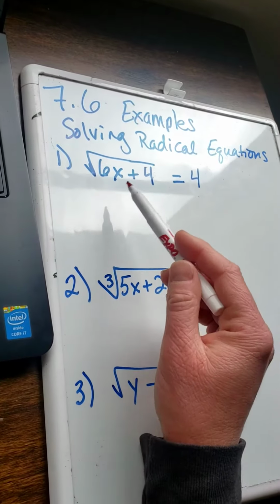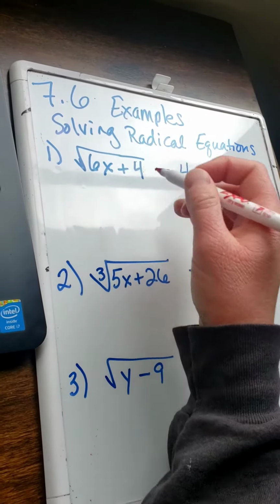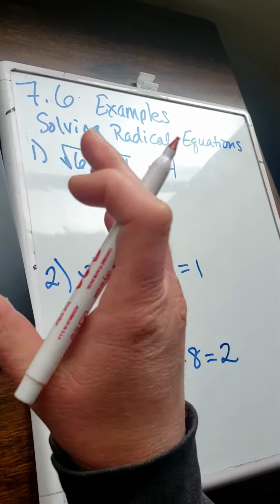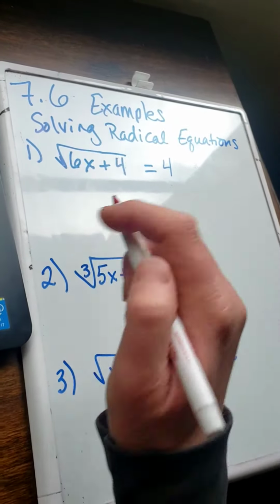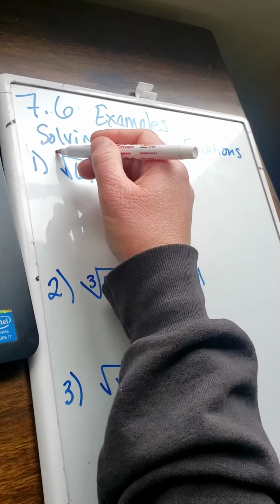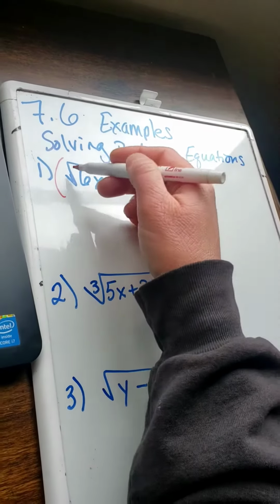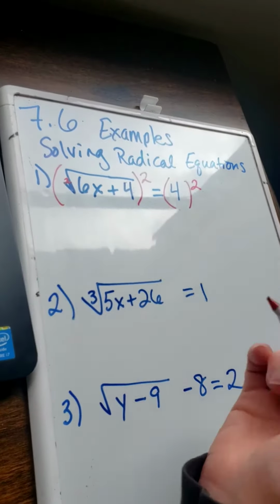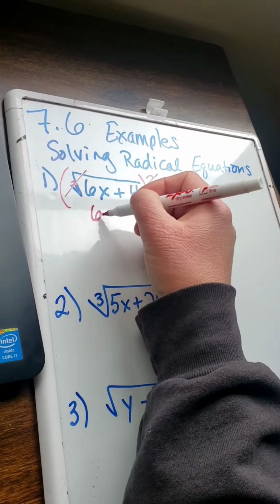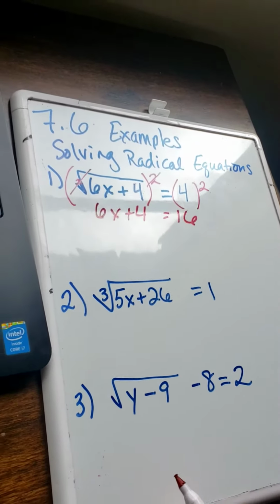So we have the square root of 6x plus 4 equals 4. And remember that the radical symbol is really the same thing as a power of 1/2. So what you're trying to do is get rid of that parentheses before you can get in there and try to solve for x. So we're going to square both sides to cancel this square root, okay? Because the square root and the square power are going to cancel. So we're left with 6x plus 4 equals 16.